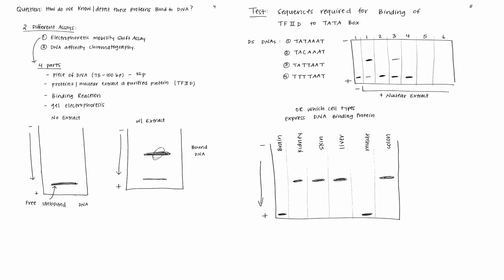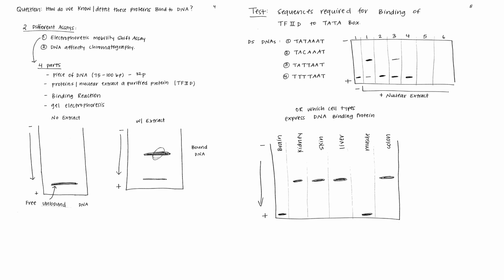The first is a piece of DNA, which can be 75 to 100 base pairs in length, and that would be a piece of DNA that has the binding site for the protein that you are interested in studying. So if you're interested in studying TF2D, then you need DNA that has that TATA box. And then you label it with a radioactive tracer. We use P32, radioactive phosphate, because there's phosphate on the DNA and it's easy to add to it.